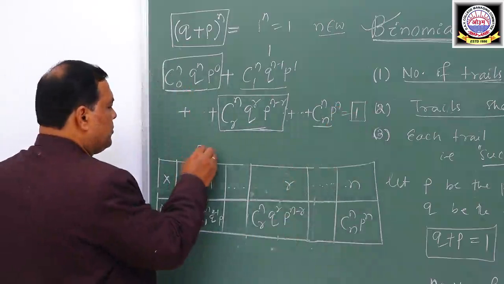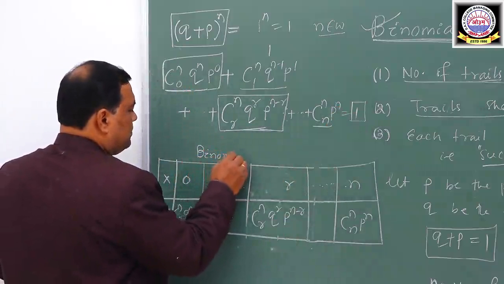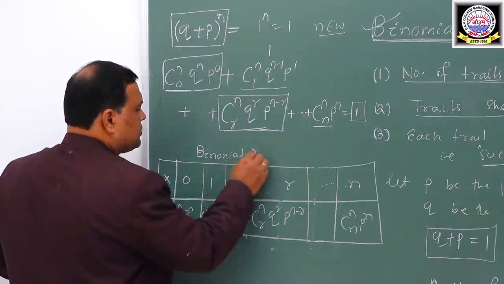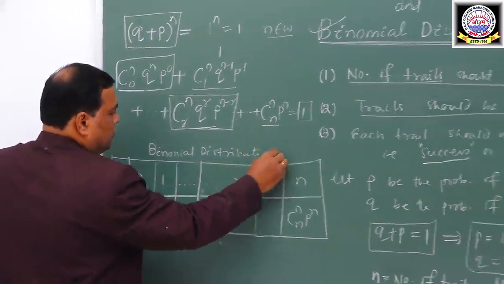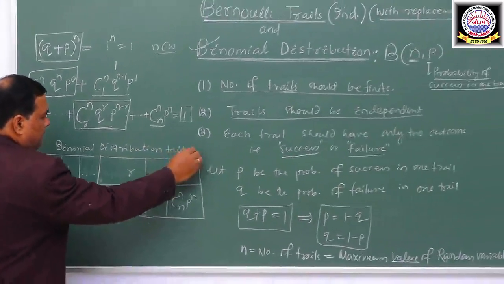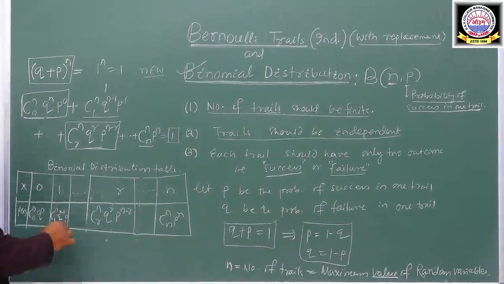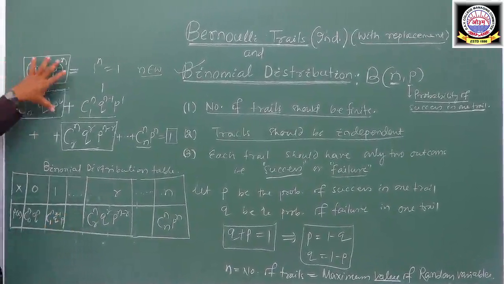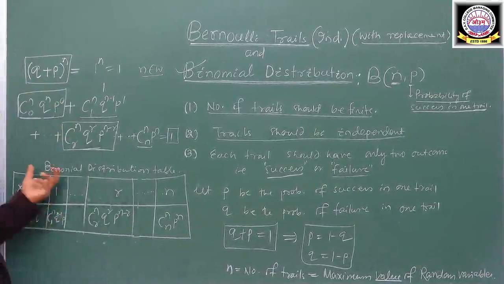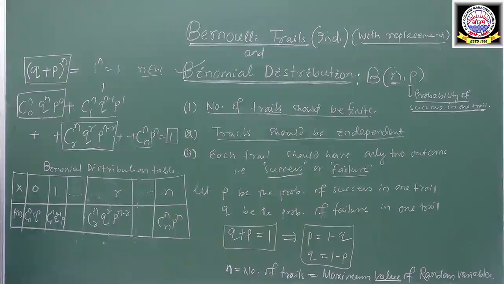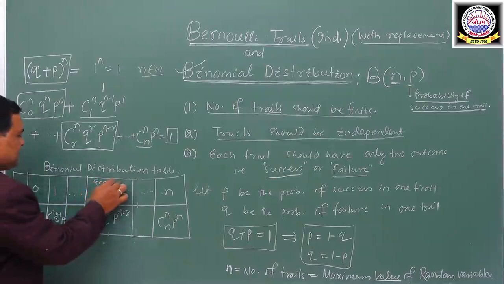This is called the binomial distribution table. And this is why its name is binomial, that I told. You are using the binomial expansion to find this distribution. That's why it's called the binomial distribution table. And this is the general term. You know that general term.